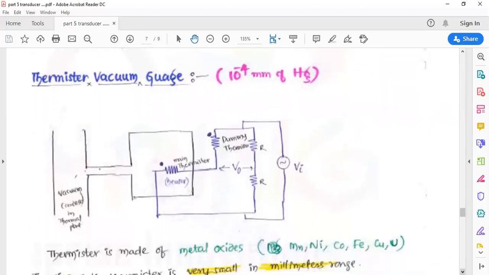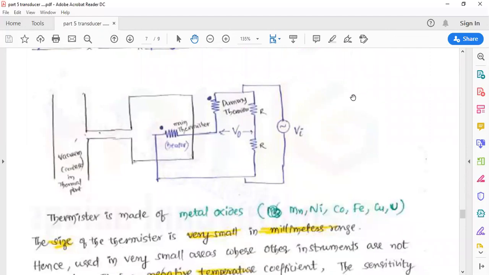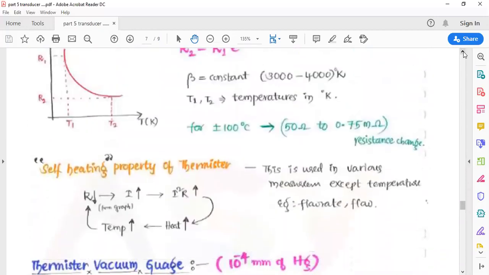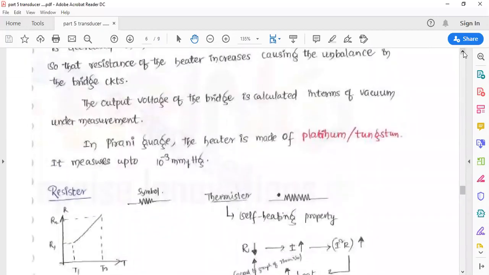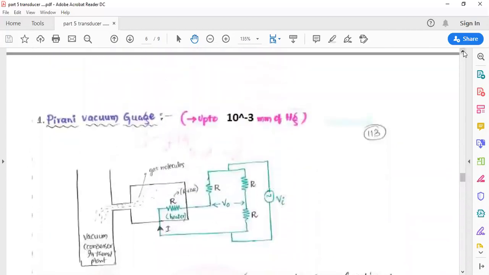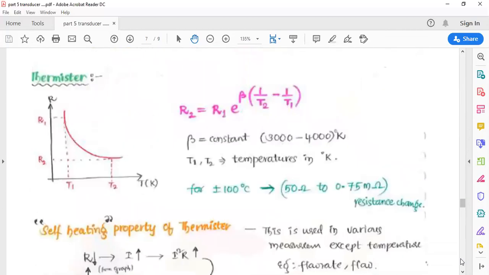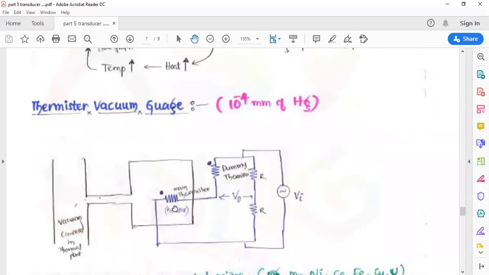And this shows the thermistor vacuum gauge. Arrangement is same as it was in our previous Pirani gauge. This is vacuum chamber. This is our gas chamber, and this is our arrangement of the Wheatstone bridge. It is used to measure the pressure up to 10 raised to power minus 4 mm of Hg, and working is same as gas enters. It produces heat. Heat is sensed by this heater, and as a result, V naught will change.